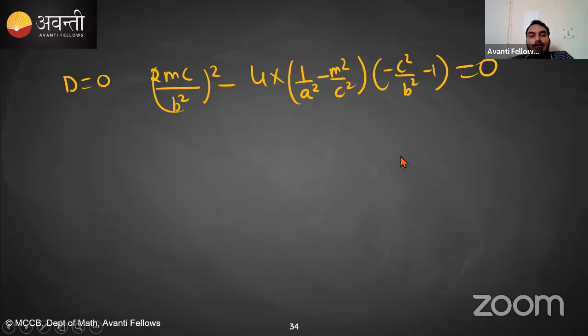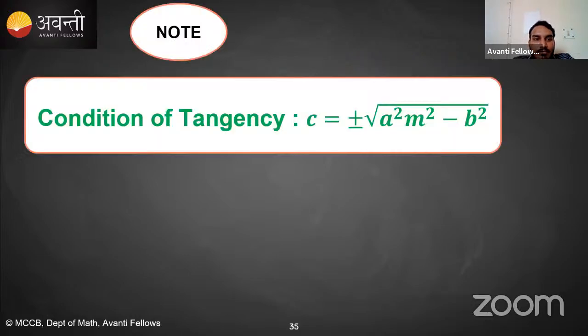But mathematically it should be the same as the ellipse, right? The only difference between ellipse and hyperbola is b square and minus b square. So logically, the condition of tangency for hyperbola should be c equal to plus minus under root of a square m square minus b square. Yes or no? In case of ellipse, the condition of tangency was plus minus under root a square m square plus b square, and in case of hyperbola it is c equal to plus minus under root a square m square minus b square.